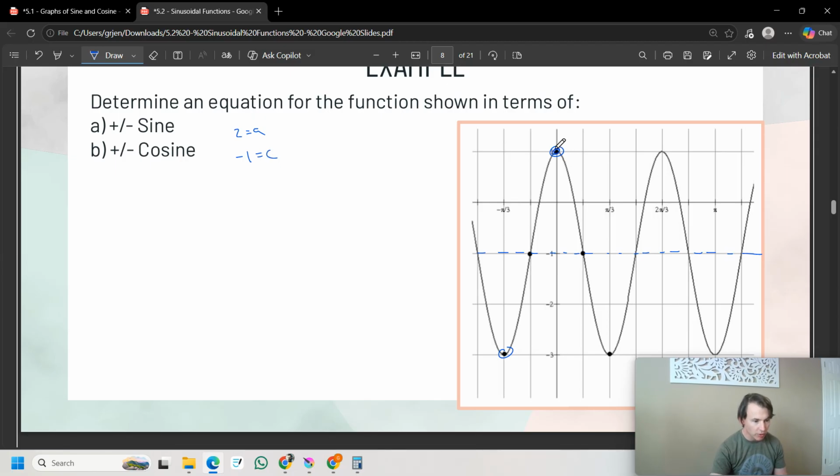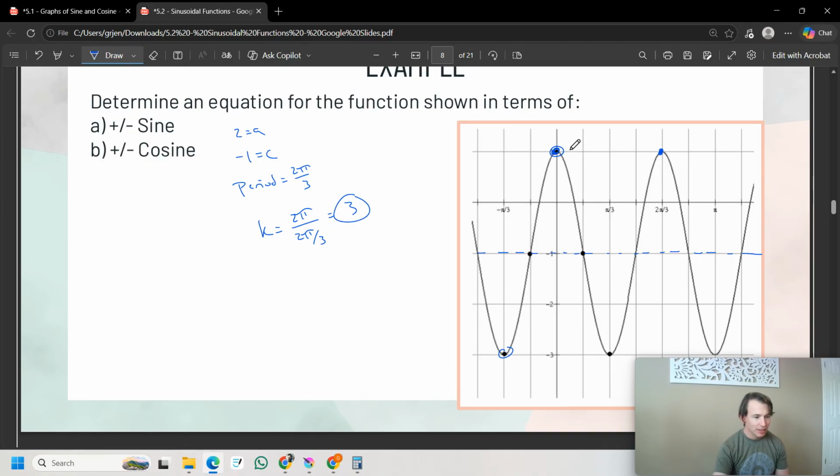Well, go from one of the starting spots to another starting spot, and we see the period here is 2 pi by 3. If we want to know what that is in terms of k, k is equal to 2 pi divided by the period, and that happens to be 3 when you flip and multiply. So we've got all those.